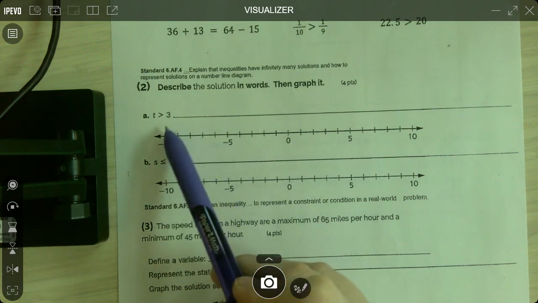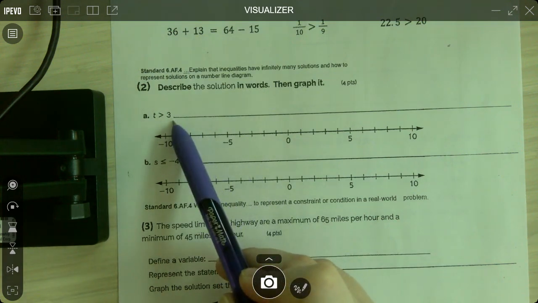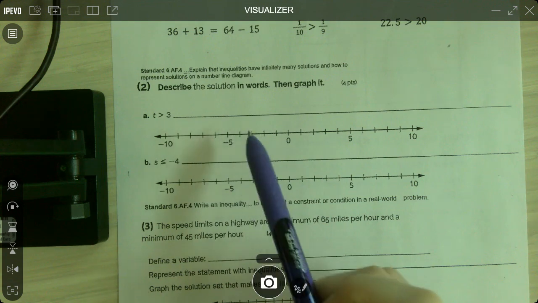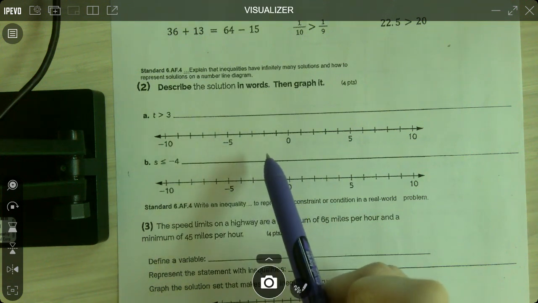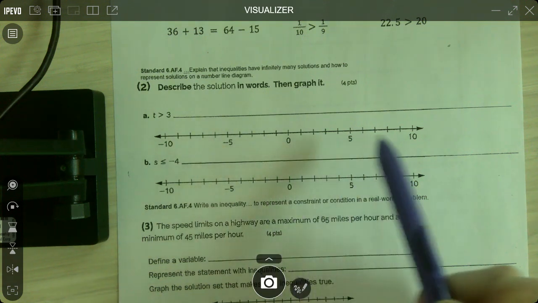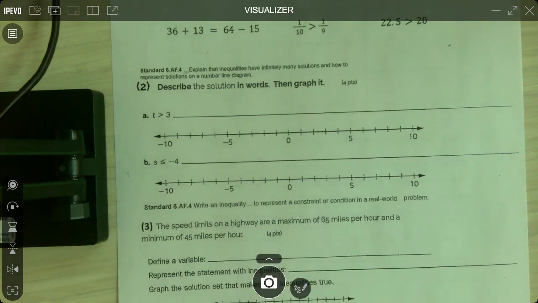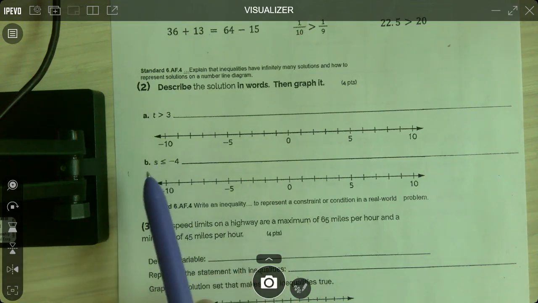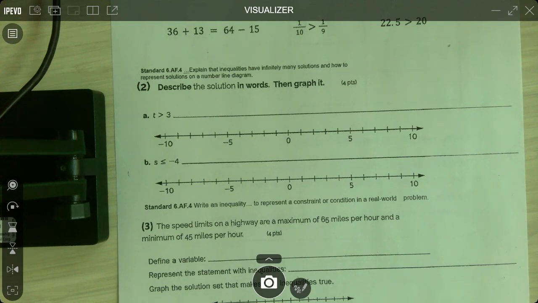Remember, you're going to start at the number that they gave you, and then you're going to give me either an open or a closed circle and tell me which way it's going to go on the number line. You're going to do the same thing for letters A and B for number 2. So go ahead and take a minute and pause the video so you can do number 2.